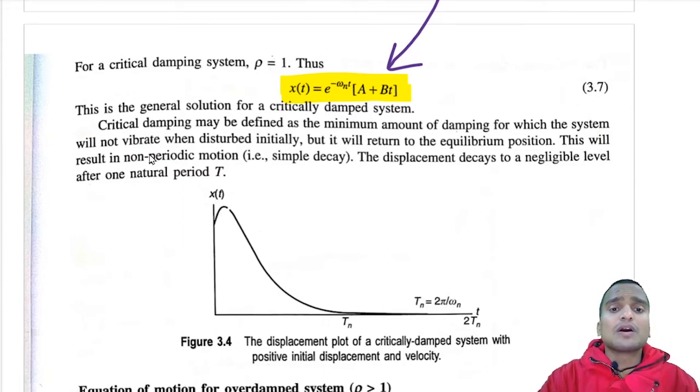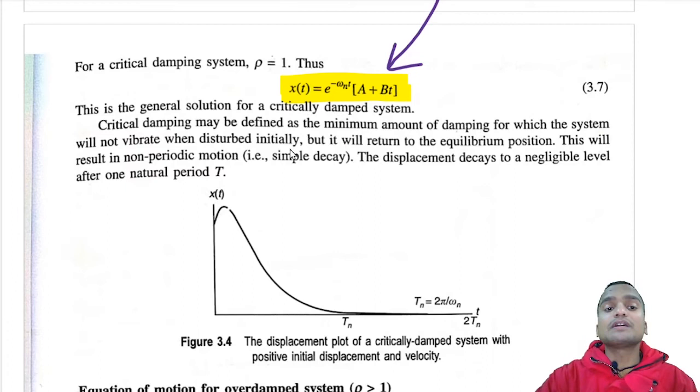Now in this system we can see that critical damping may be defined as the minimum amount of damping for which the system will not vibrate when disturbed initially.